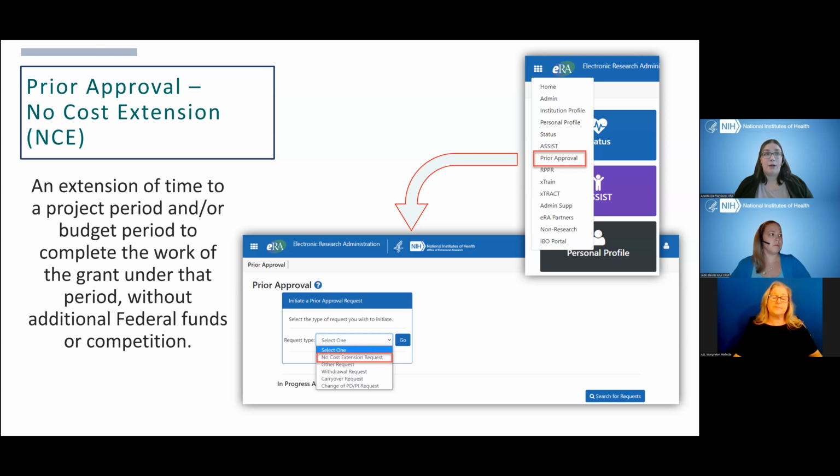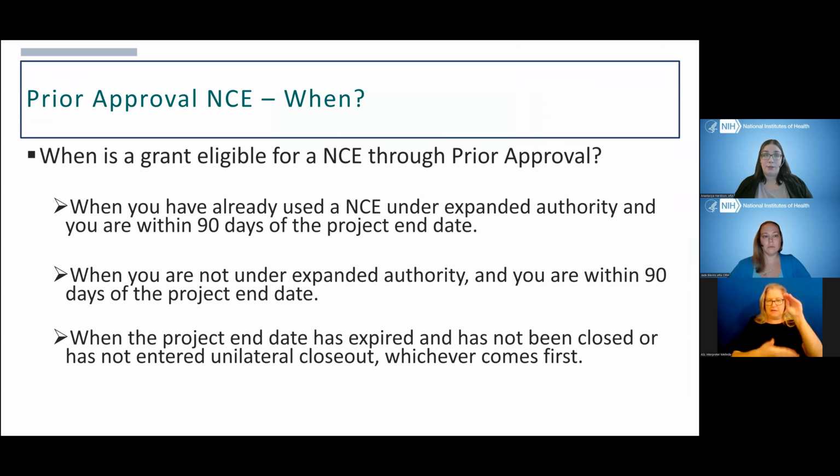So you'll go into prior approval. You'll select the no cost extension request, and then you'll complete the form and submit it to NIH.